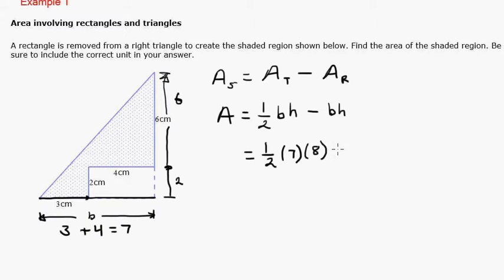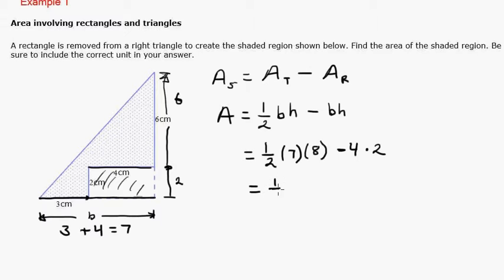Okay, now we're going to subtract off this part right here. Well, the base is 4 from here to here. Same would be from here to here. It's a rectangle. So 4 times 2. That's simple. Okay, so I'm going to take the 2 over here and divide the 8 by 2.